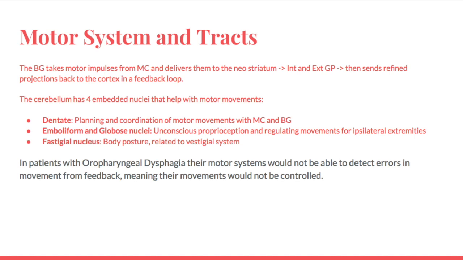And now the last tract I'm going to talk about is in the cerebellum, which has 4 embedded nuclei that help with motor movements. The first one is the dentate, which is planning and coordination of motor movements with the motor cortex and the basal ganglia. The second and third are the emboliform and the globose nuclei, which are responsible for unconscious proprioception and regulating movements for ipsilateral extremities. And the last is the fastigial nucleus, which is important for body posture related to the vestibular system. In patients with oropharyngeal dysphagia, the motor systems would not be able to detect errors in movement from feedback, which means the movements would not be controlled.